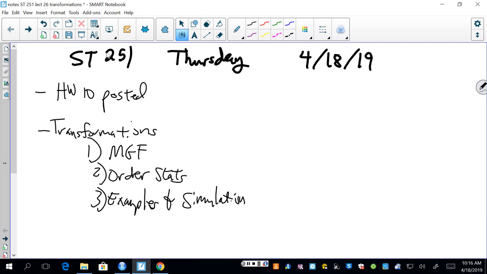Today we're going to do a little bit with moment generating functions, and then talk about order statistics, and then do some examples, and possibly do something on the computer with the simulation. But any questions before we get started?